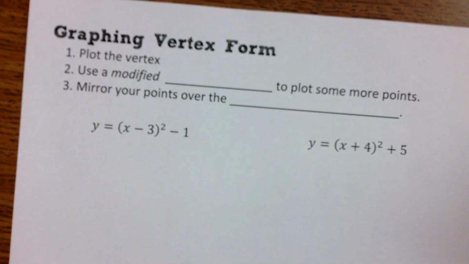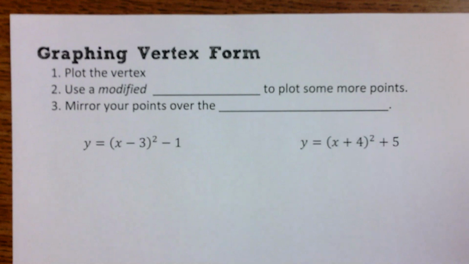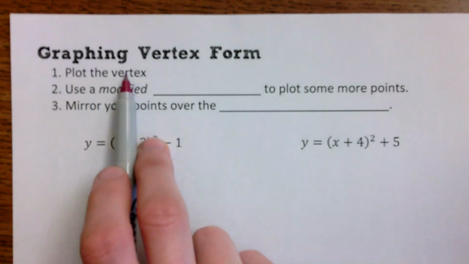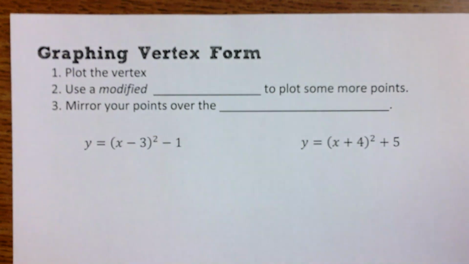All right, the next topic we're going to look at is graphing an equation that's in vertex form. So we looked at vertex form before. We know how to find a vertex out of vertex form. So when we want to graph an equation in vertex form, here's what we're going to do. Step one, we're going to plot the vertex. So we're going to pull our vertex out and then put that point on the graph.